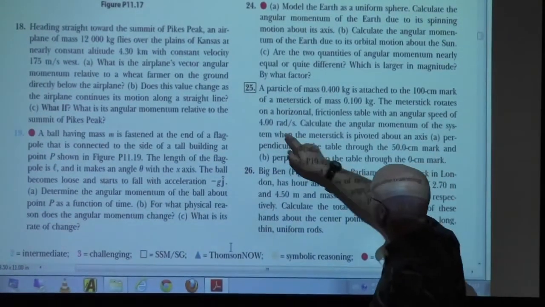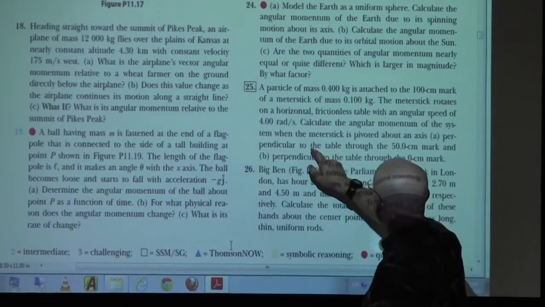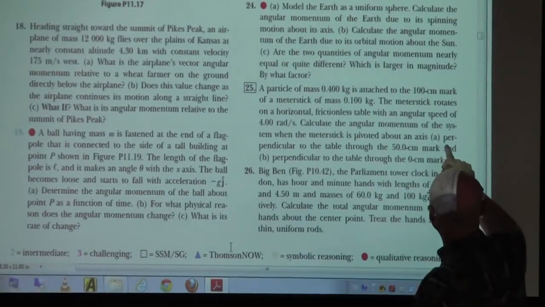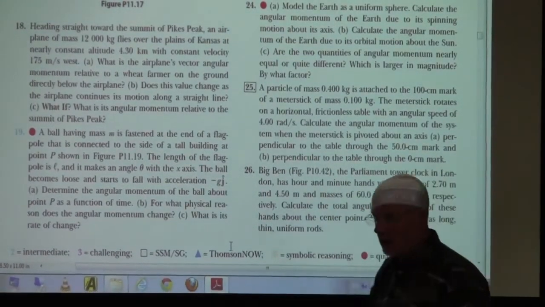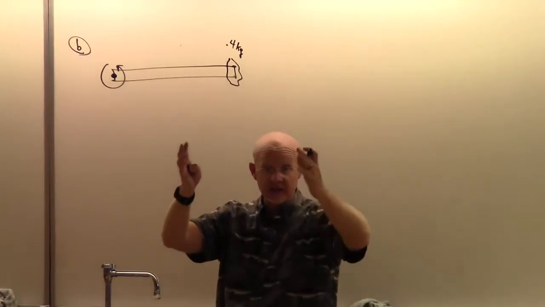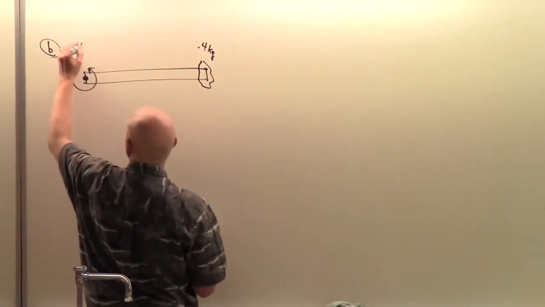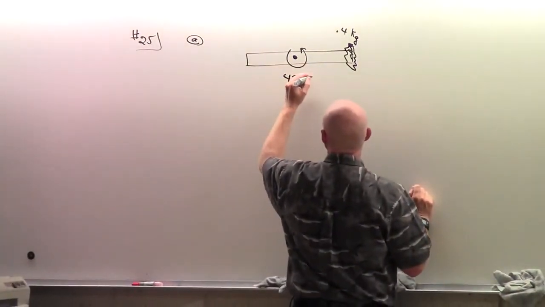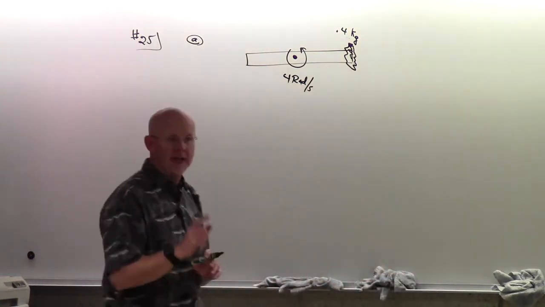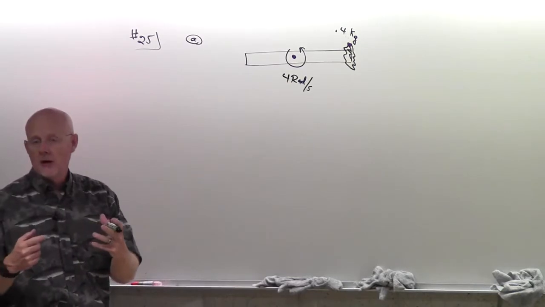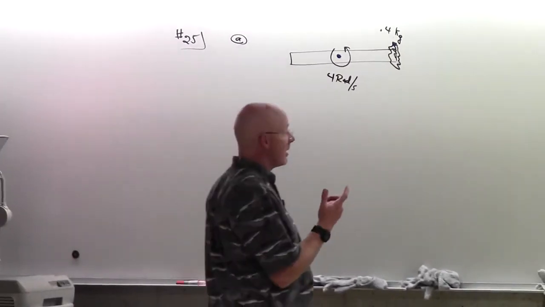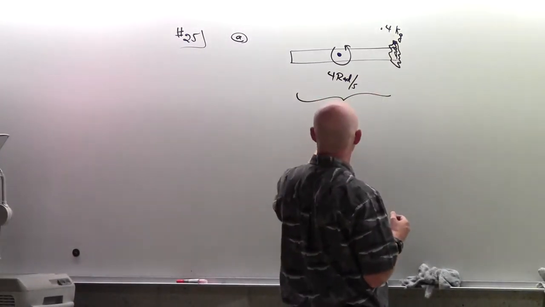It says the meter stick rotates on a horizontal frictionless table with an angular speed. And right here, when the meter stick is pivoted around an axis, and notice it says perpendicular to the table. So in my picture, perpendicular to the table is in and out of the board here. It's in the z-axis. Okay? And so they say this is a rotation of 4 radians per second. 4 radians per second. So same angular speed, but a different point. And then, of course, the idea of the problem is to show you that you will get a different angular momentum.